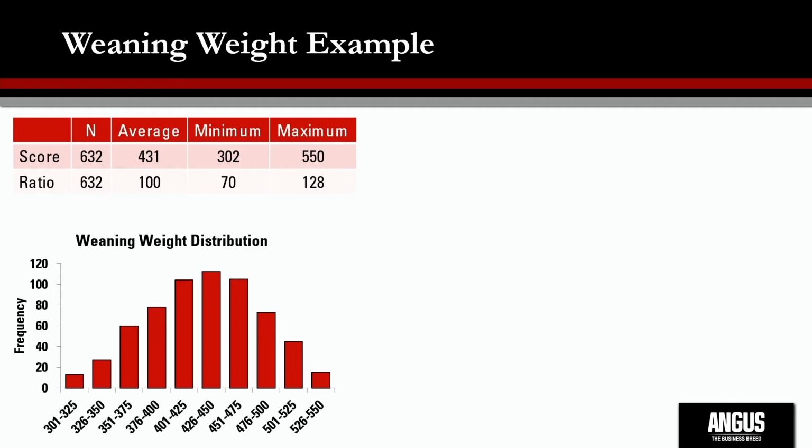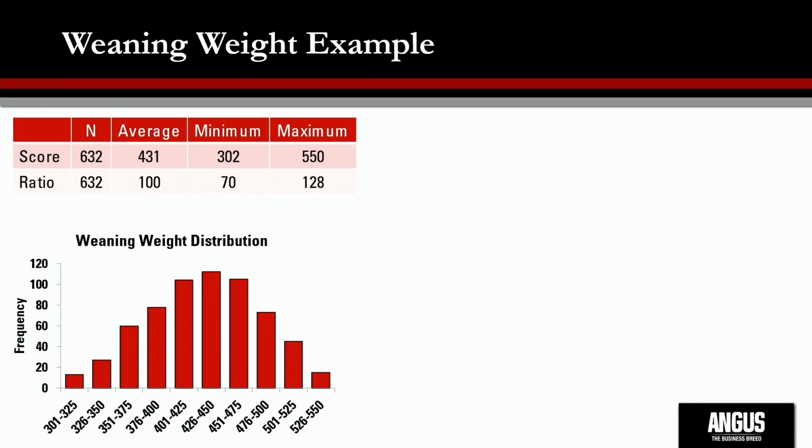So as we walk through this example, we're taking a look at one contemporary group, and this particular group had an average weaning weight of 431 pounds. It ranged from 302 pounds up to the heaviest calf of 550. So if you look below, you'll notice that we have that normal distribution. We see that bell-shaped curve. Most of those animals weigh towards the middle of the group, and we have fewer out at either end.